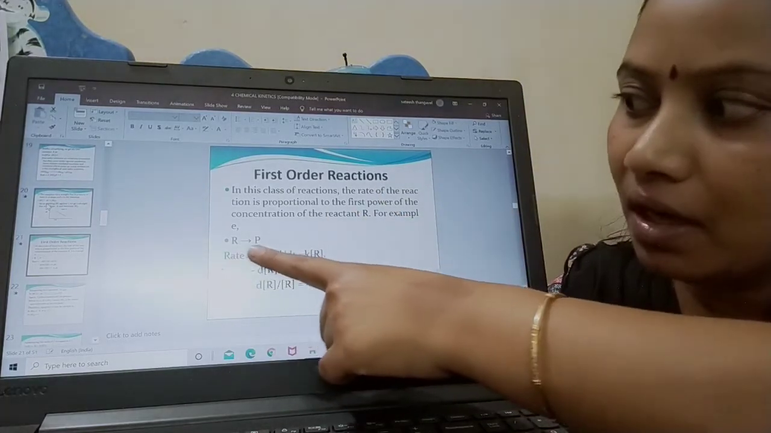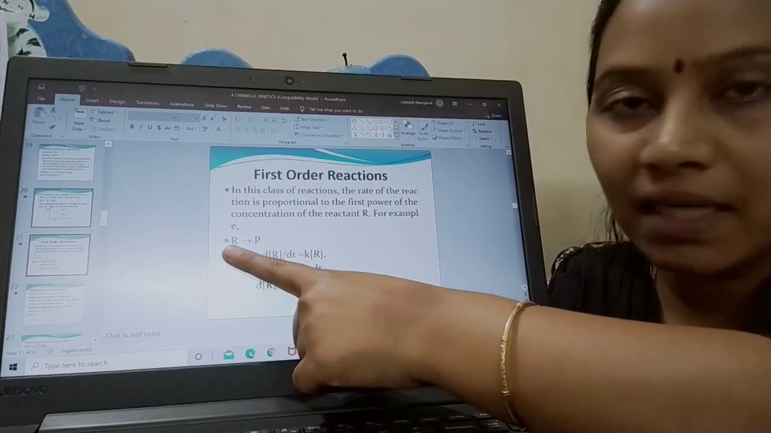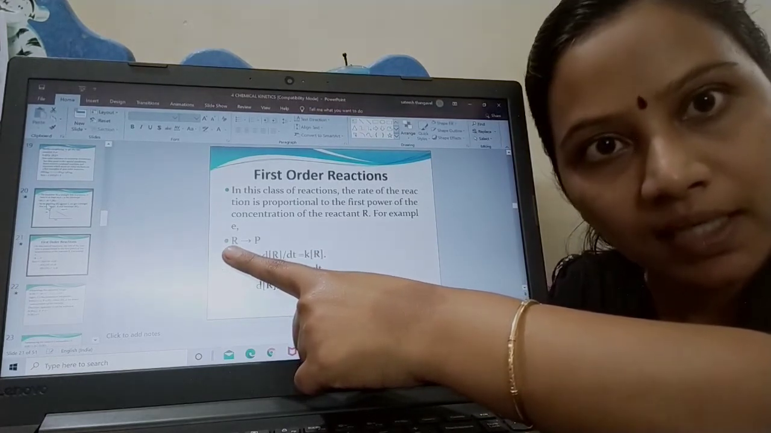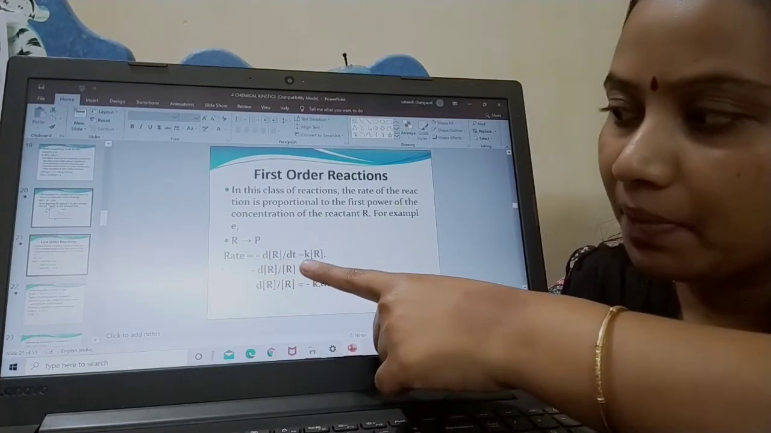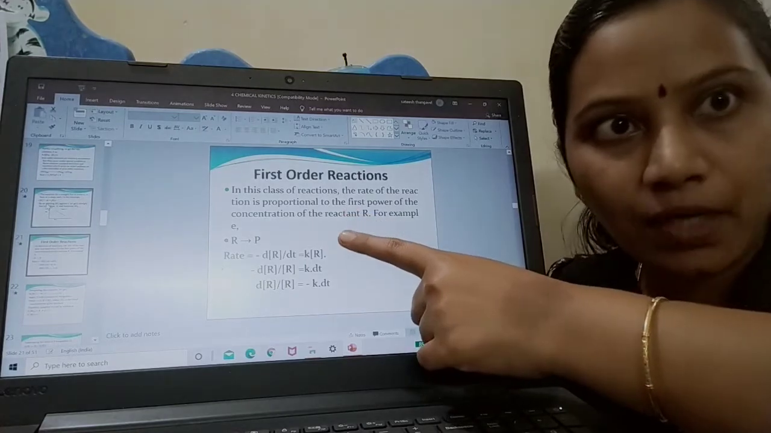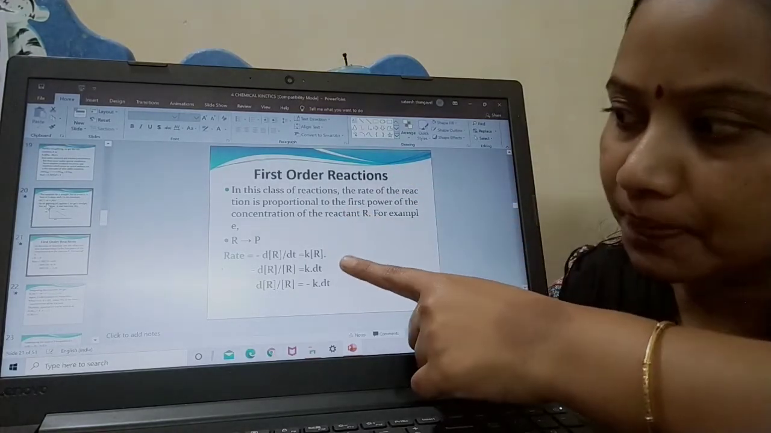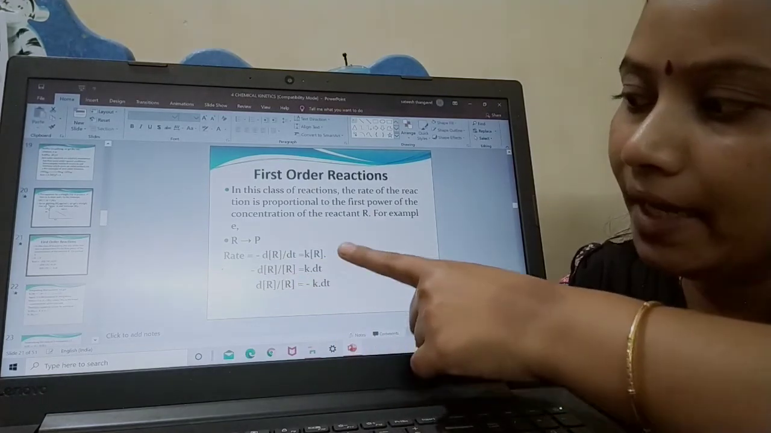Say the reaction R gives P, reactant giving rise to product P. What happens as time passes? Reactant concentration decreases. So how will I write? Minus dR/dt is equal to K into R, where to the power I need to indicate 1, because this is a first order reaction. I can write this as minus dR/R is equal to K into dt.